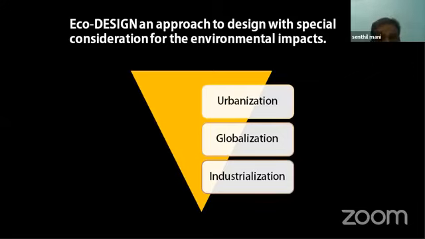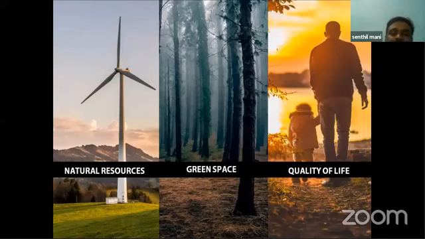We should know the basic difference between urban planning and urban design. Urban planning is about policy making. Urban designers execute the policies. The factors which influence eco-design are natural resources, green spaces, and quality of life. Natural resources: achieving sustainable development through natural resources and protecting green spaces and making them interactive with man-made environments. And quality of life is an individual's and society's expectation of a livable environment.